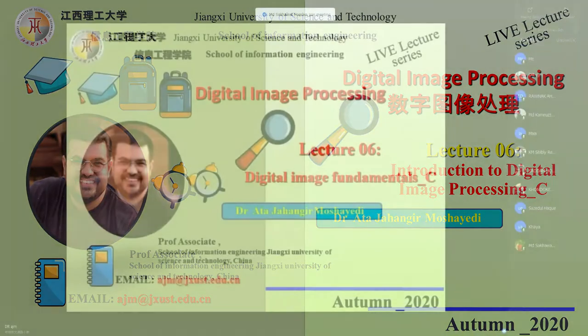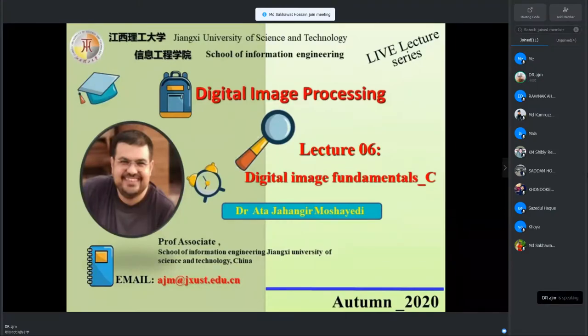Okay, well, today we are going to talk about the rest of the fundamental concepts in digital image processing.